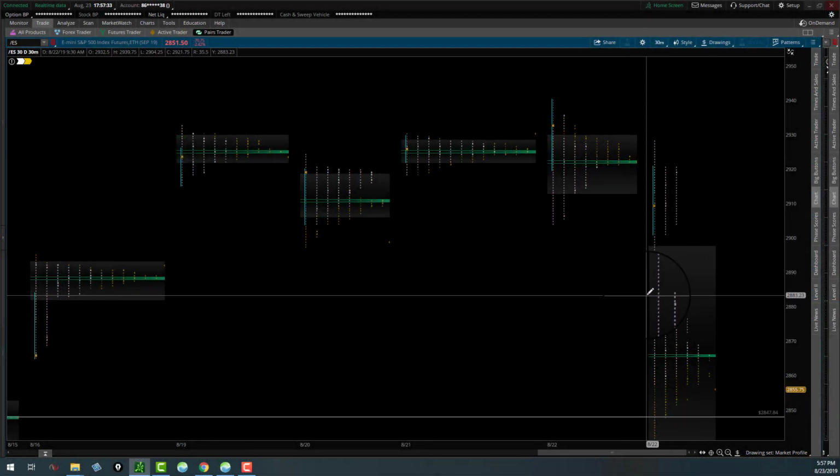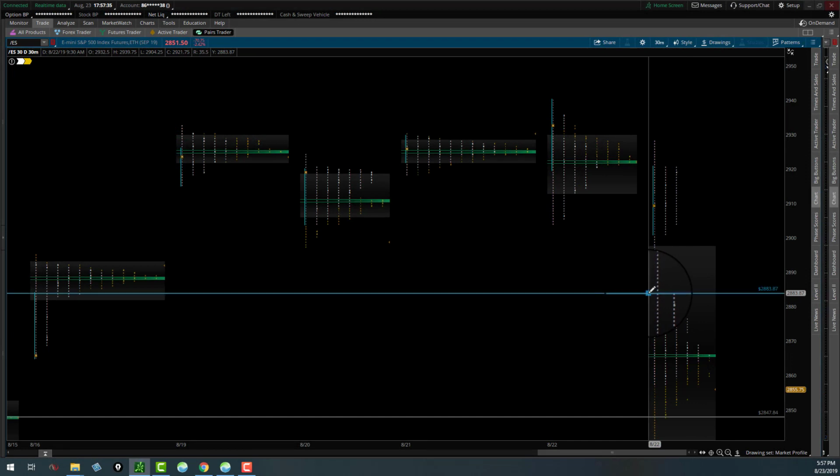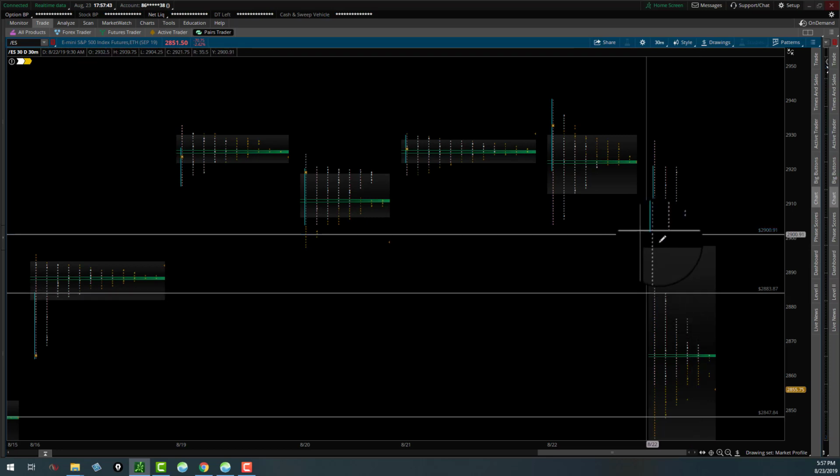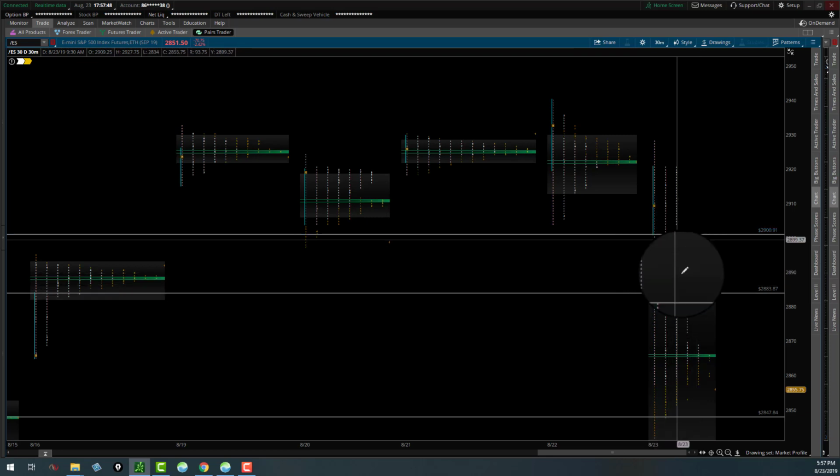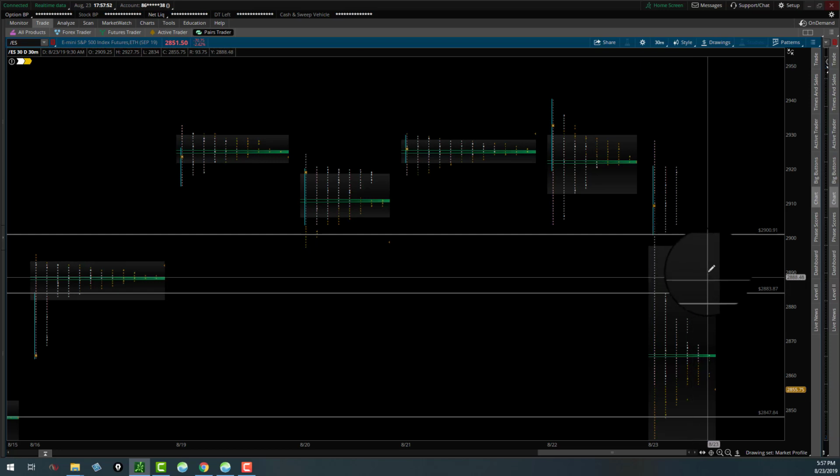So the next area I'd be concerned about is this area here. Can it get acceptance above here? And can it fill in these single prints here? If it can fill in these single prints, that's much more bullish.